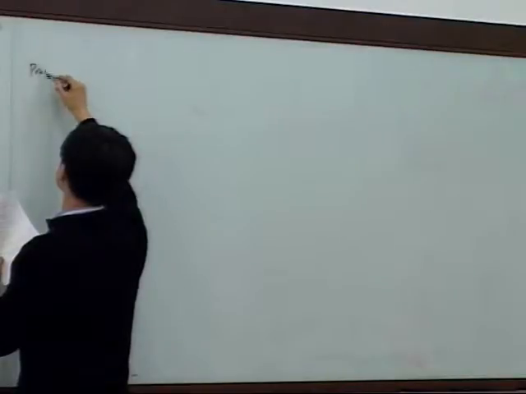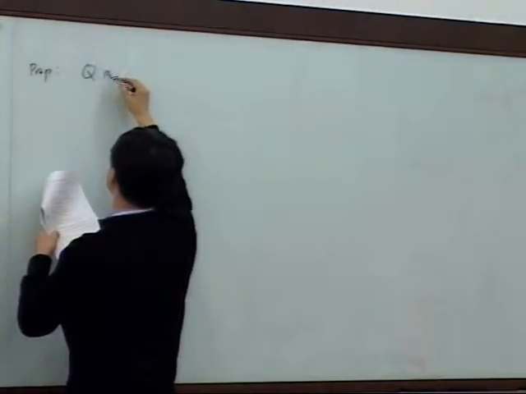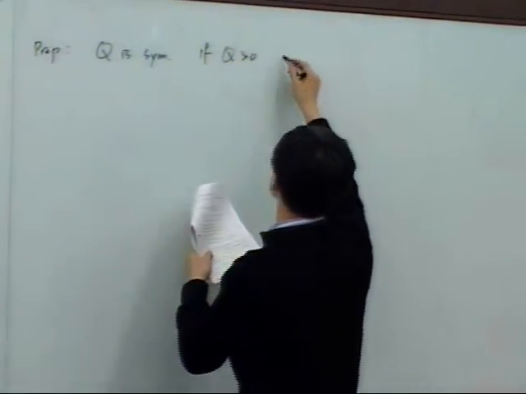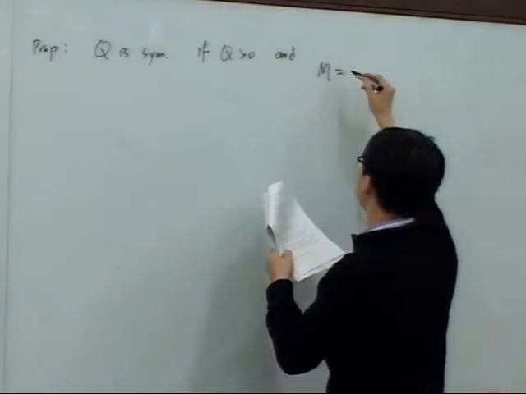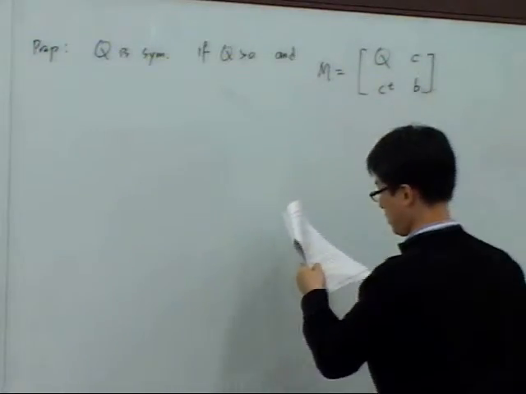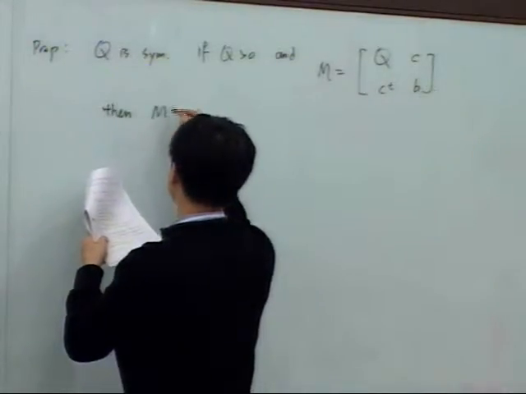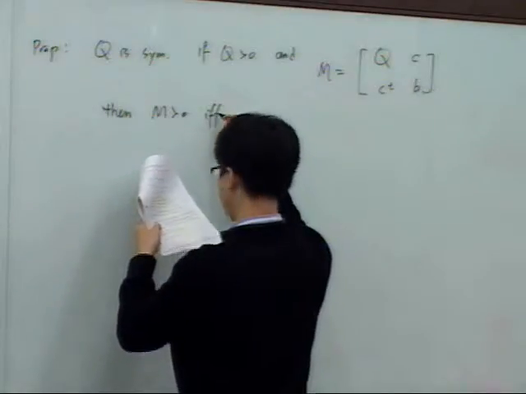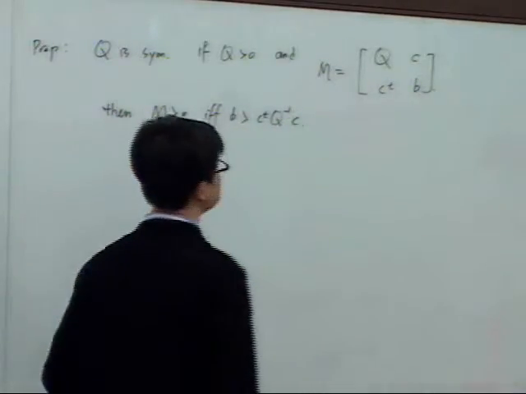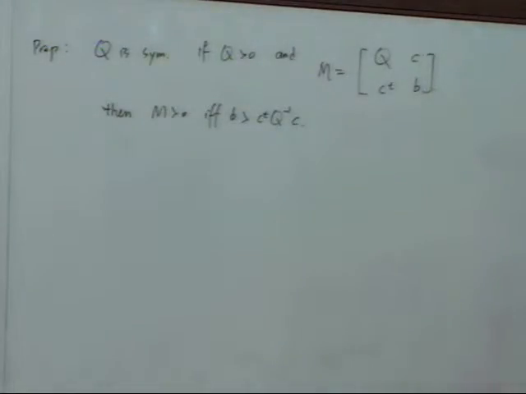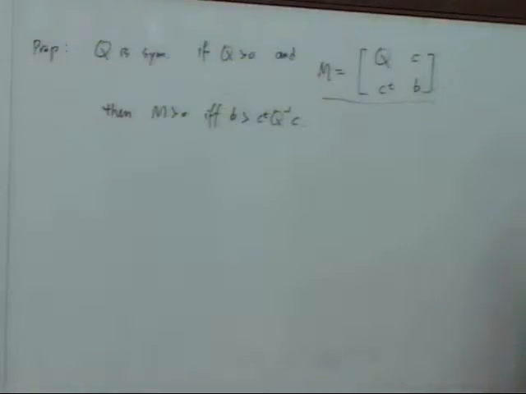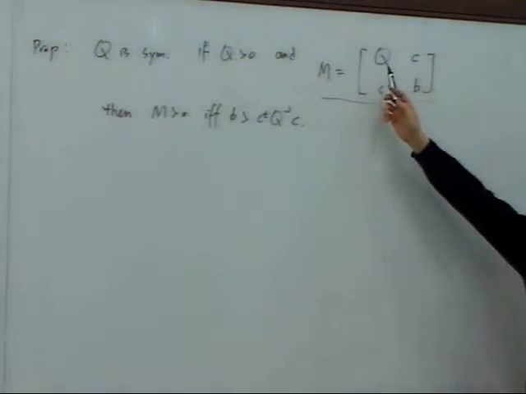Okay, another proposition. Suppose Q is symmetric. If Q is positive definite and there is another matrix N, which is Q, C, C transpose, D, then N is positive definite if and only if D is greater than C transpose Q inverse C. Since Q is symmetric, this N matrix is also symmetric. Okay? This is what we call a submatrix.